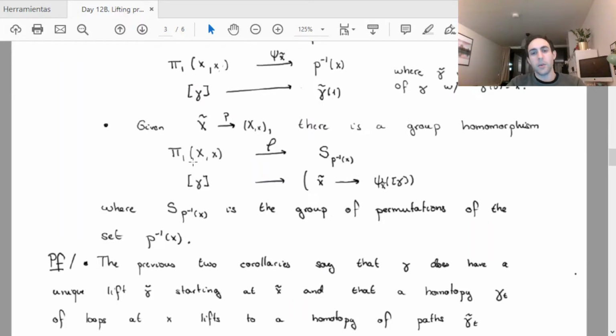And what this tells me basically is that this group, the pi1 of the base at little x, I'm sending it to the permutations of the fiber, right? I'm sending it to all the possible bijections of this set. And this is sort of a classical thing in group theory: given a group, you can always try to think, how can I put it inside a permutation group? All right.